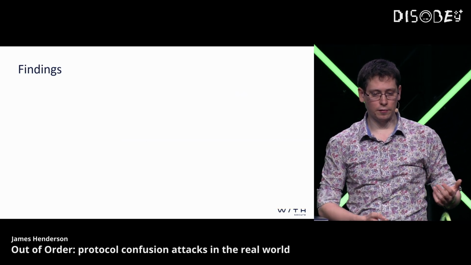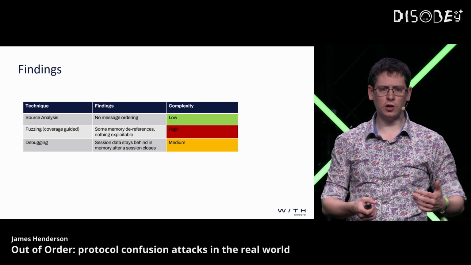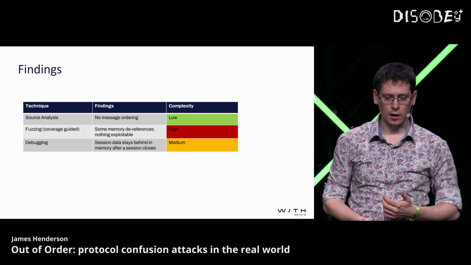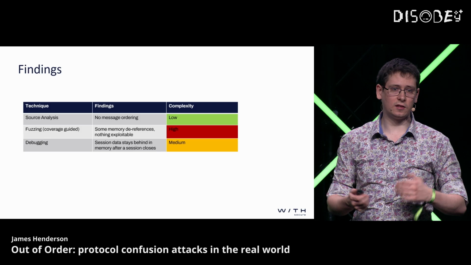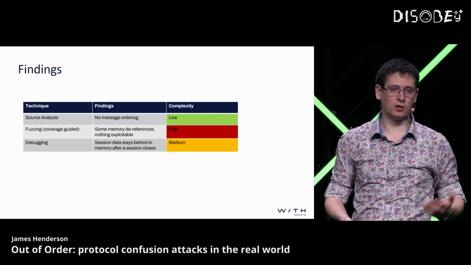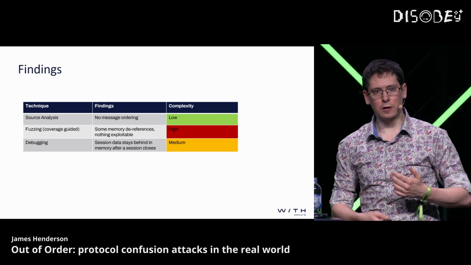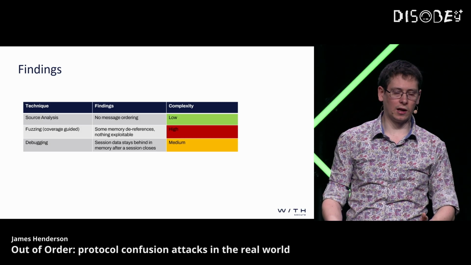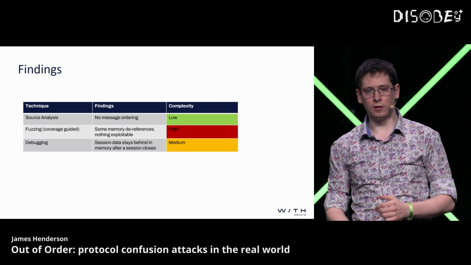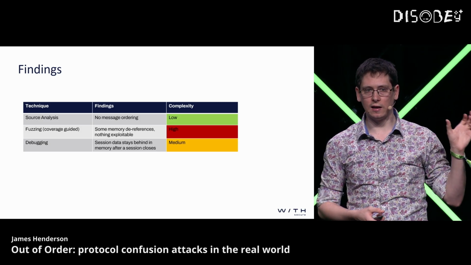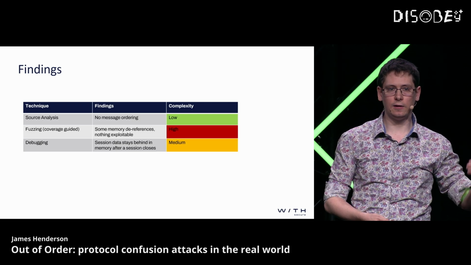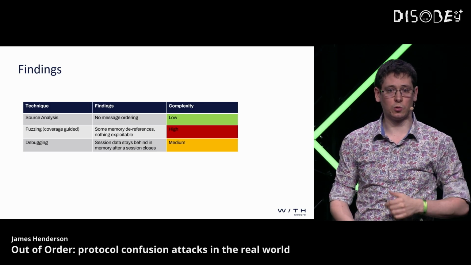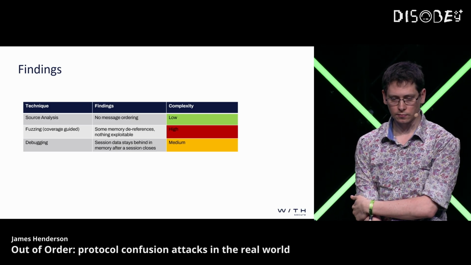So to summarize our different findings, the source code analysis found that the state machine was, let's say, vulnerable. There were no checks on message ordering. The fuzzing found some memory issues, but nothing we can really exploit. And the debugging found that memory is staying in the application when it should be cleared, persisting between sessions, which we're going to come to exploit later.